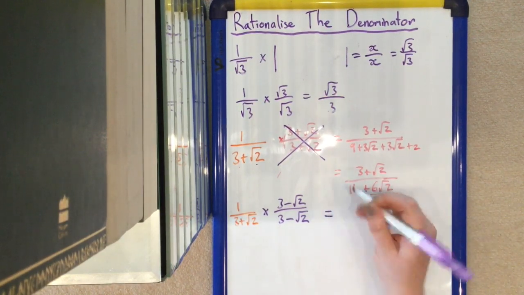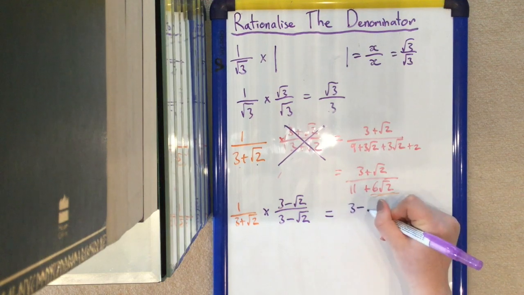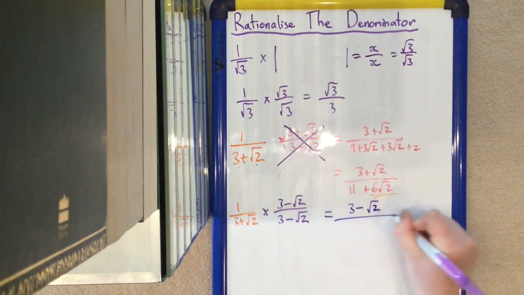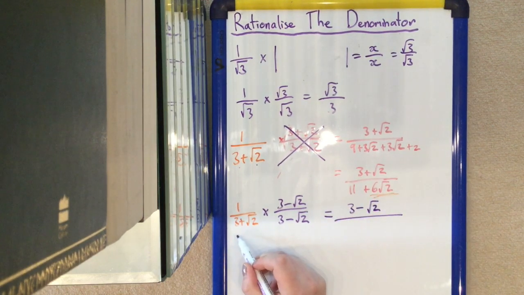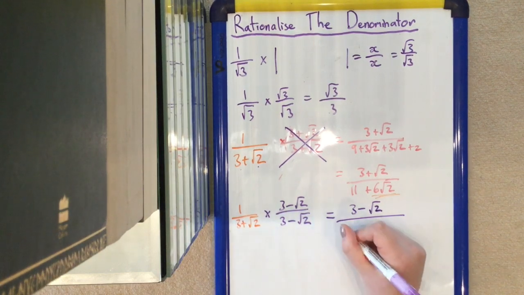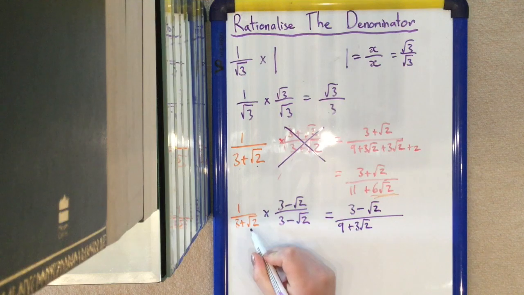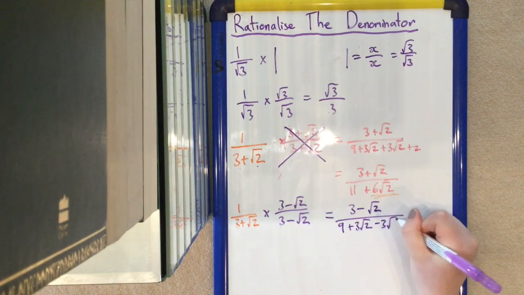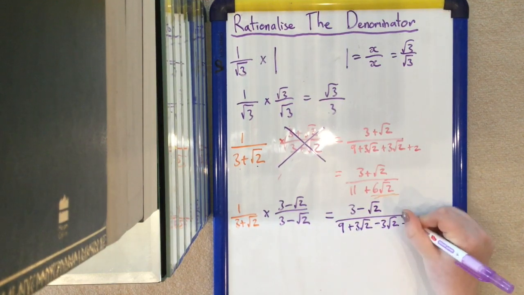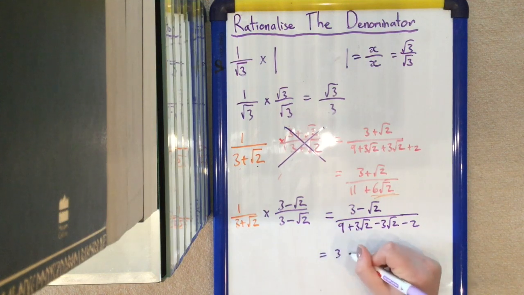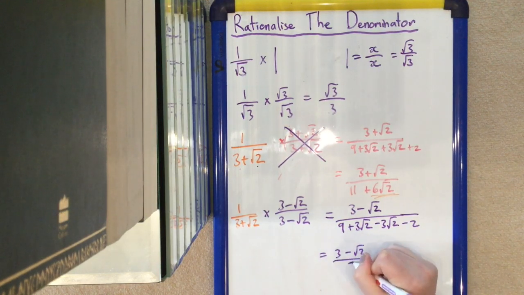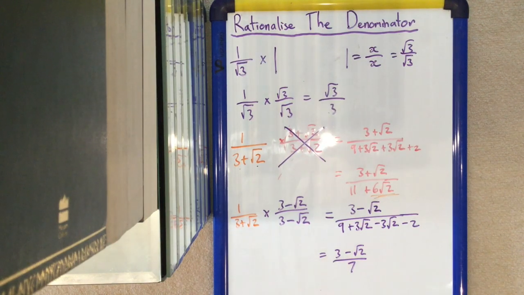Now if I carry this on, the numerator becomes 3 minus root 2. Using the difference of two squares on my denominator, I get 9 plus 3 root 2 minus 3 root 2 minus 2, which gets me 3 minus root 2 over 7, which is much simpler and easier to work with than this.